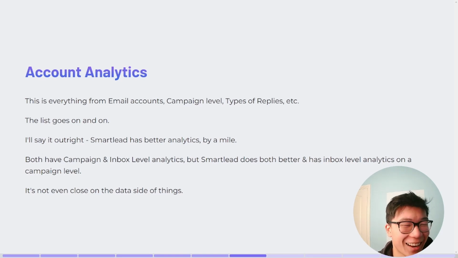Account analytics. This is everything from email accounts, campaign levels, types of replies, etc. I've gone through this as well. The list goes on. There's like 110 things you can measure. Only a few of them actually matter, like reply rates and meeting booking rates are the two most important ones to know. But everything else also matters in the sense that they're a prerequisite to the actual thing.